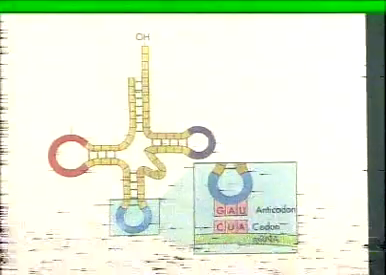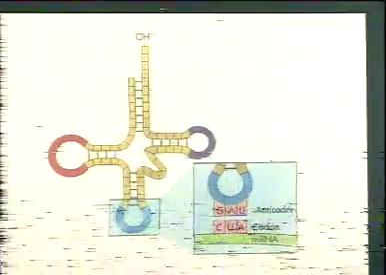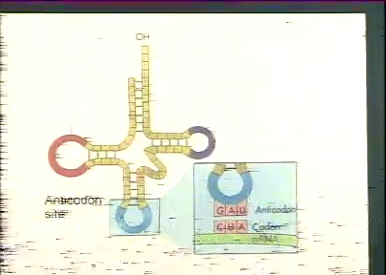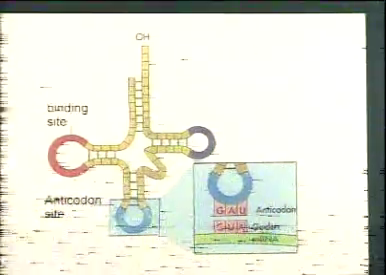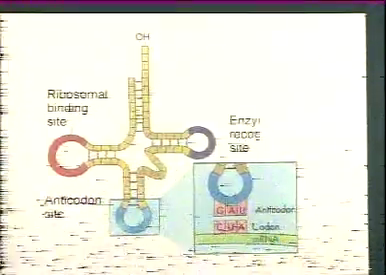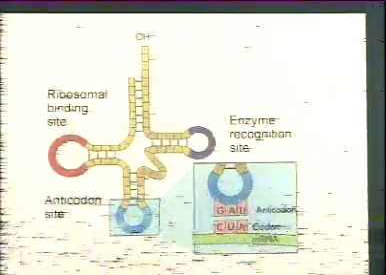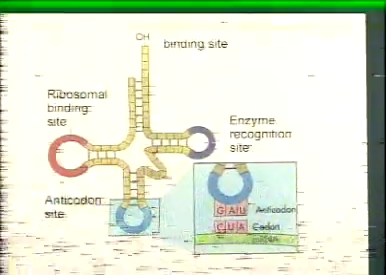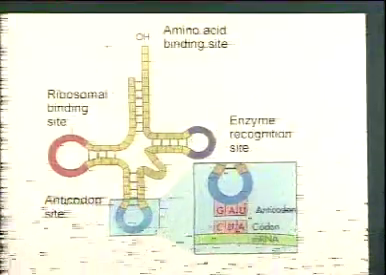Now, on the tRNA, there are 4 sites: an anticodon site, which is matched with the codon of the messenger RNA; the ribosomal binding site; the enzyme recognition site for the enzyme that activates the amino acid before binding with the transfer RNA; and the amino acid binding site. Now, amino acids are the raw materials for protein synthesis and are large organic molecules containing carbon, hydrogen, oxygen, and nitrogen.